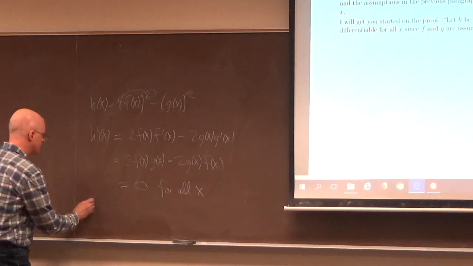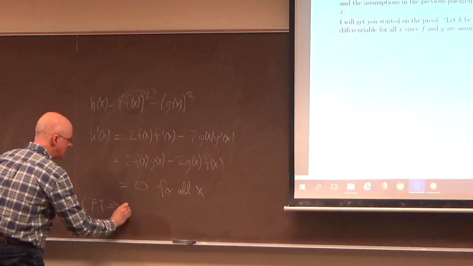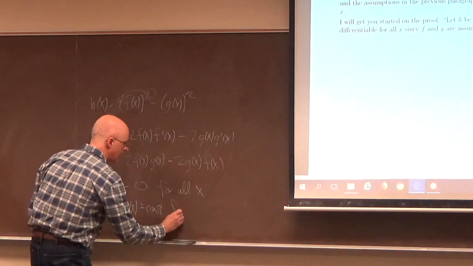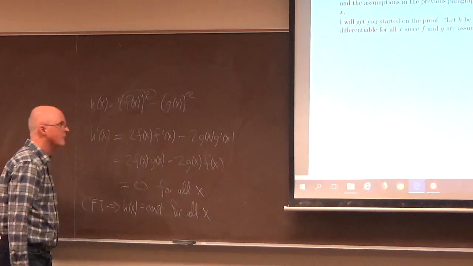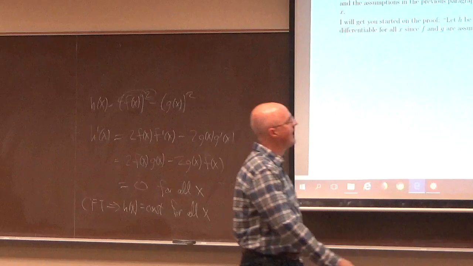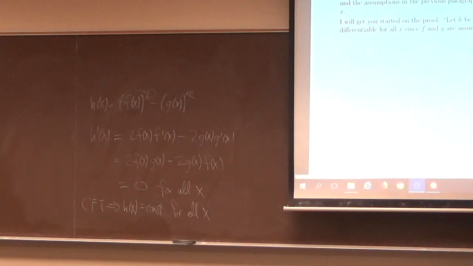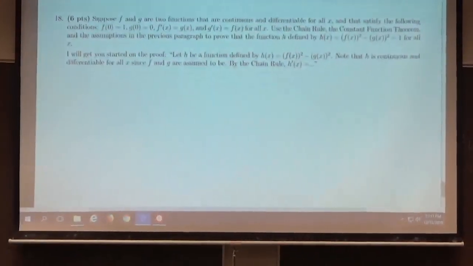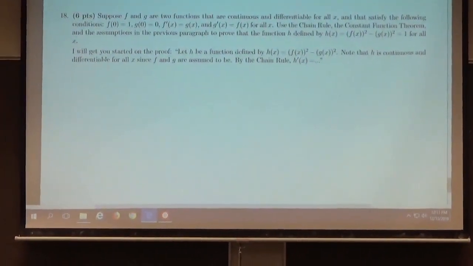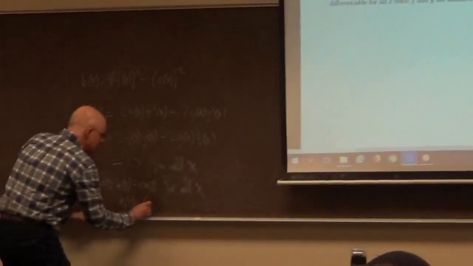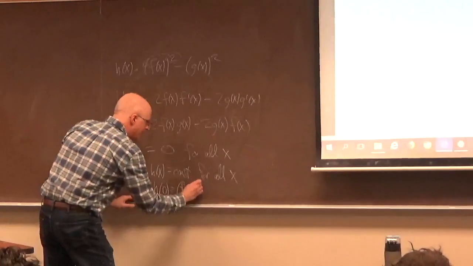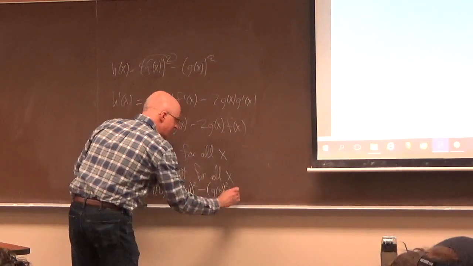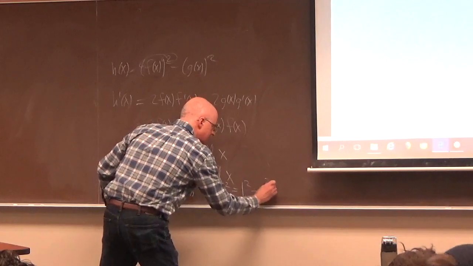So by the constant function theorem, that means h of x must be constant for all x. But wait a minute, the final thing to do says to show that constant must be 1. That's how those pieces of information are relevant. This is constant for all x, but when you plug in x equals 0, by the formula for h, you get this. And using the fact that f of 0 is 1 and g of 0 is 0, you get 1.